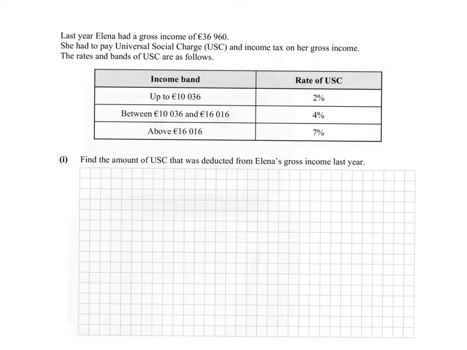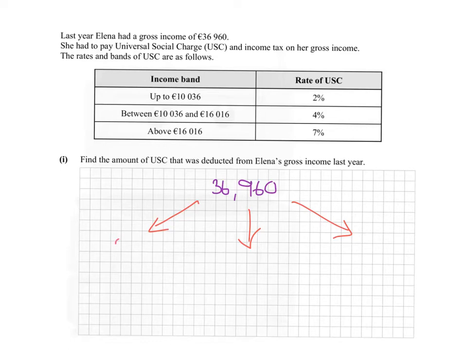Okay, so the first question asks us to find the amount of USC that was deducted from Lena's gross income last year. So we look at her gross income first. She has a gross income of 36,960. So as we said in class, every piece of that needs to be charged USC at a different amount.